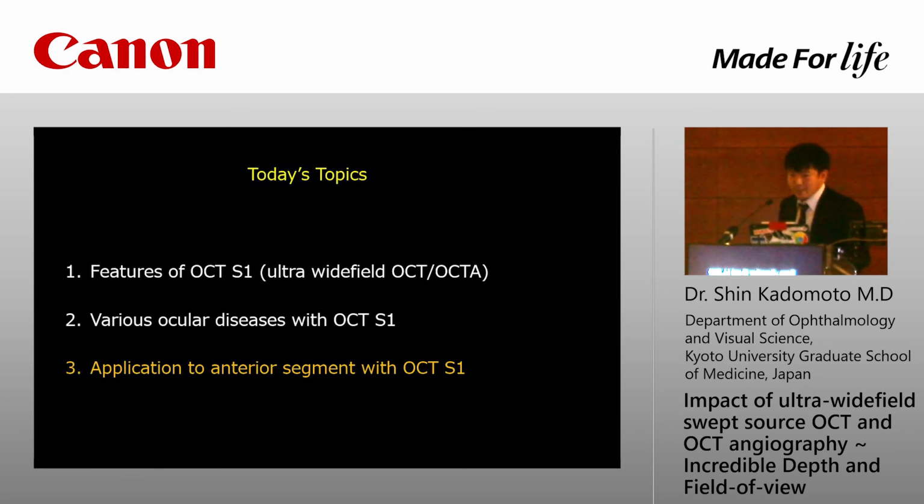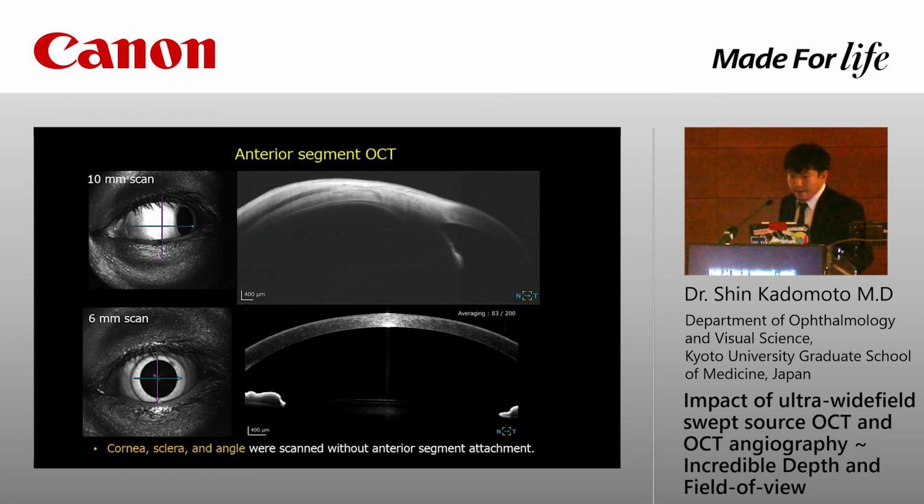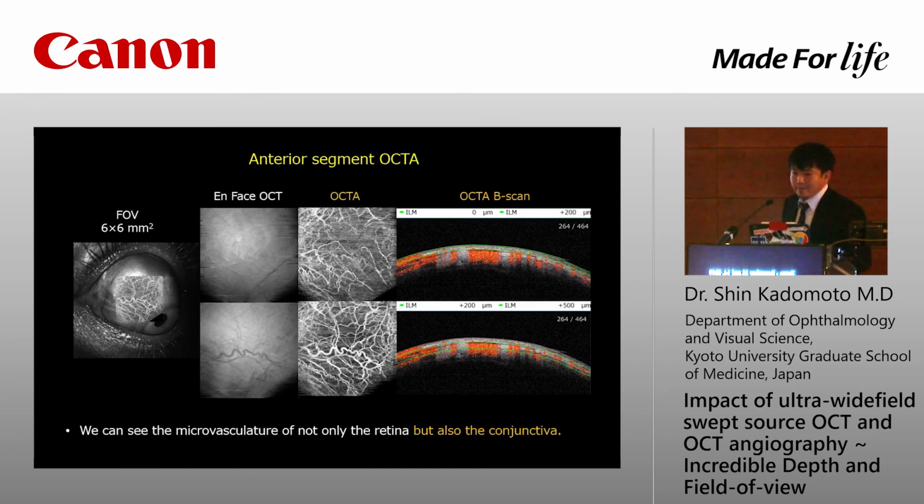The final section is the application to the anterior segment with OCT S1. This is an additional section, but OCT S1 is actually specialized in retinal scanning, but it can scan the anterior segment from the cornea, sclera, and angle without using an anterior segment attachment. We can see the microvasculature of not only the retina but also the conjunctiva. Note that the software misunderstands the surface of the conjunctiva as the internal limiting membrane, ILM. So we should be careful when measuring quantitative metrics.